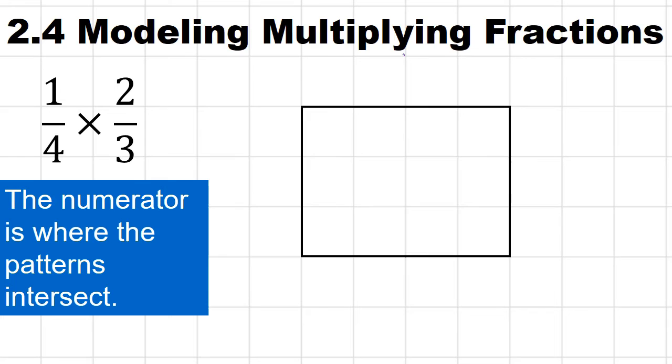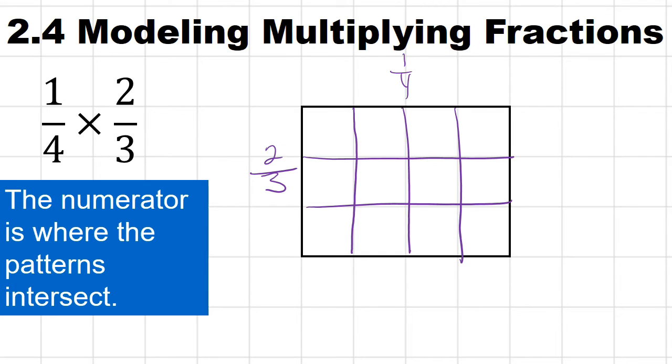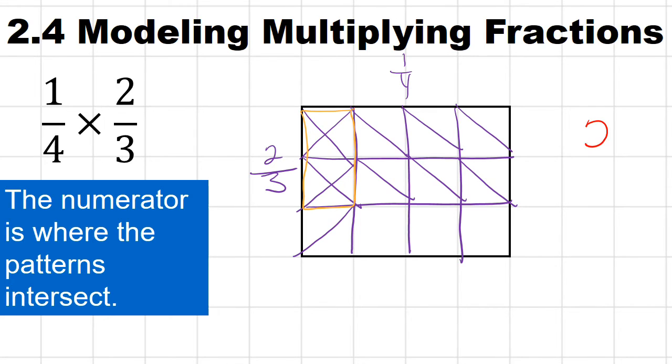So now, as we can see from our model 1/4 and 2/3, when we've successfully shaded this in, what's going to happen is the numerator, you'll notice that it's the place where the patterns intersect. And so we can tell that our patterns intersect in 2 places here. So they intersect right here. So our numerator, so the top number of fraction is going to be 2. And then our denominator is going to be the total number of squares that we made. And so we go ahead and count those. So we count 1, 2, 3, 4, 5, 6, 7, 8, 9, 10, 11, 12.